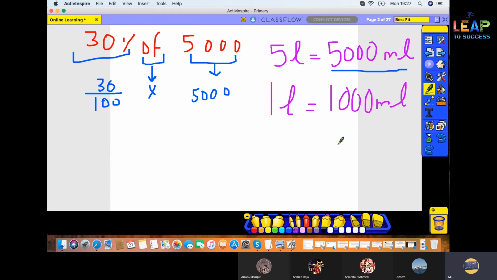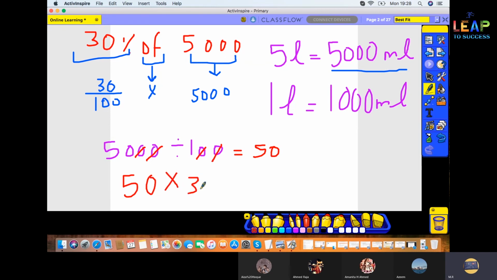So you get your quantity, which is 5,000, and divide it by 100. Now this is straightforward. You can take away 2 zeros from each side, because these two can get taken away, and so can these, and it leaves you with 50 divided by 1, which is 50. So that's the first step. Now you've got your answer, which is 50, and you multiply that by your numerator, which is 30.